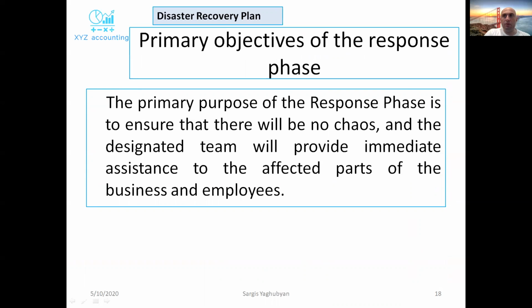The primary objectives during the response phase are to ensure that there will be no chaos, and the designated team will provide immediate assistance to the affected parts of the business and employees. The response phase will include guiding the employees, establishing a temporary office location, ensuring that backups are available for deployment, and that the typical business lifecycle will not be affected.